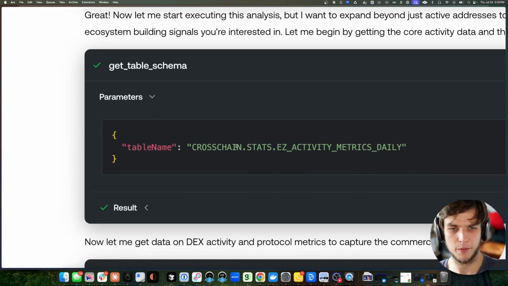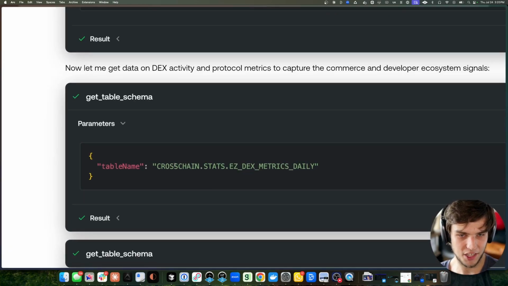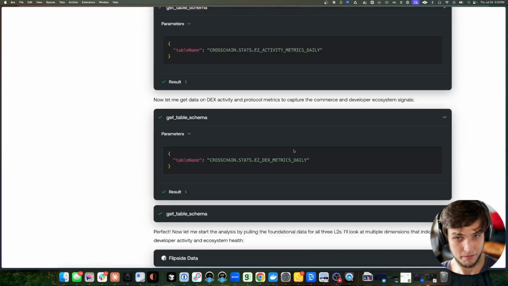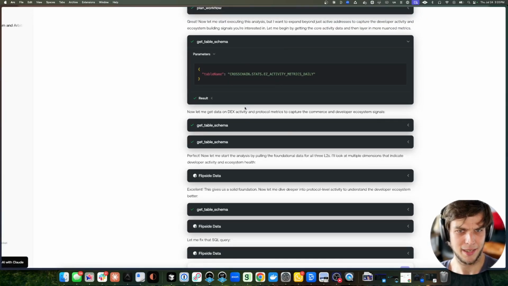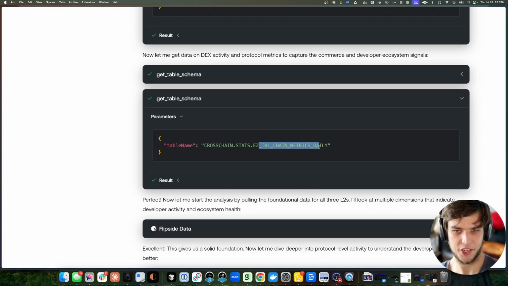Taking a look closely, we're investigating the cross-chain schema, and we're looking at the easy activity metrics daily. I didn't even know this existed. That's awesome. Now let me get data on DEX activity, decentralized exchange activity, and protocol metrics to capture the commerce and developer ecosystem signals. Nice. Let's go look at what we got. Cross-chain, easy DEX metrics daily. Seems like the cross-chain table is popping off for us here. Easy TVL chain metrics daily.